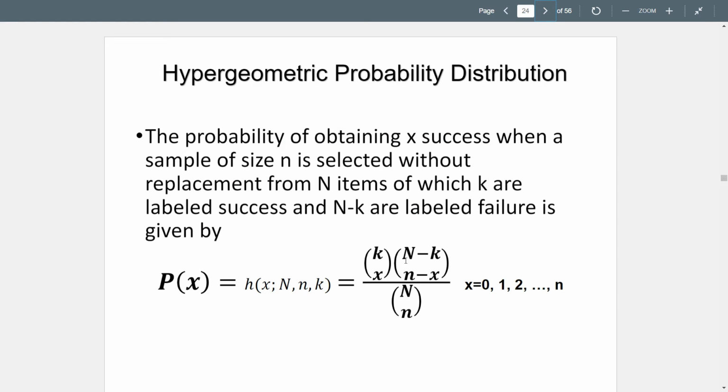So this will be your formula. These are simply combinations: kCx, and then N minus k C n minus x, and then the denominator will be capital N C n, where x is always a positive integer.